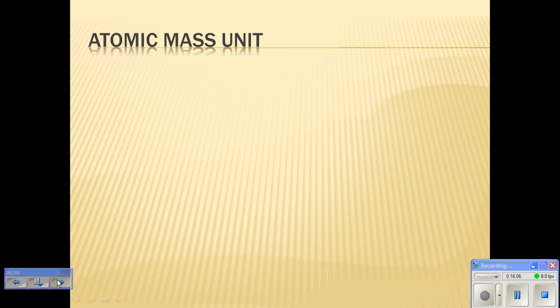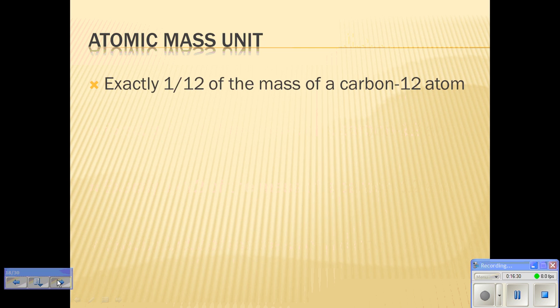The atomic mass unit is what the mass of atoms are recorded in, because they're so small you can't really talk about them in grams when you're just talking about one particular atom. So they came up with the atomic mass unit, and that is exactly 1/12 of the mass of a carbon-12 atom. Since I know that's carbon-12, that means that's carbon with a mass of 12.